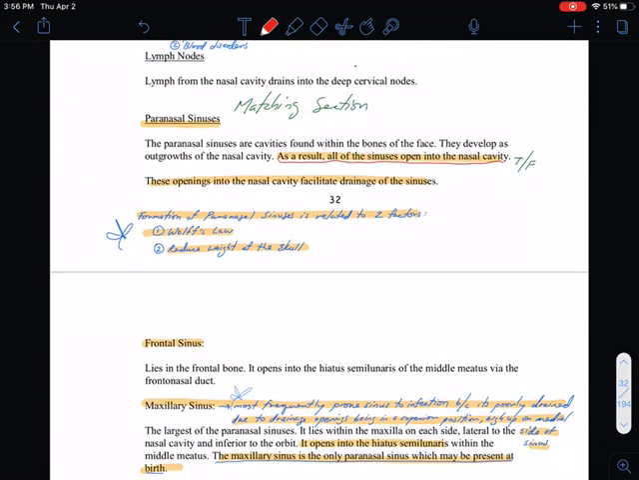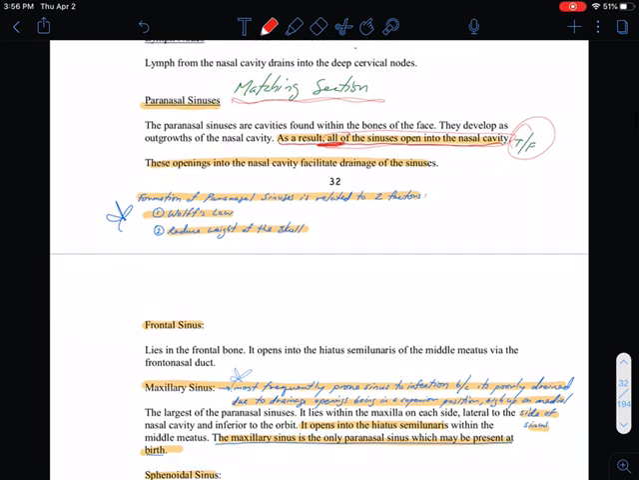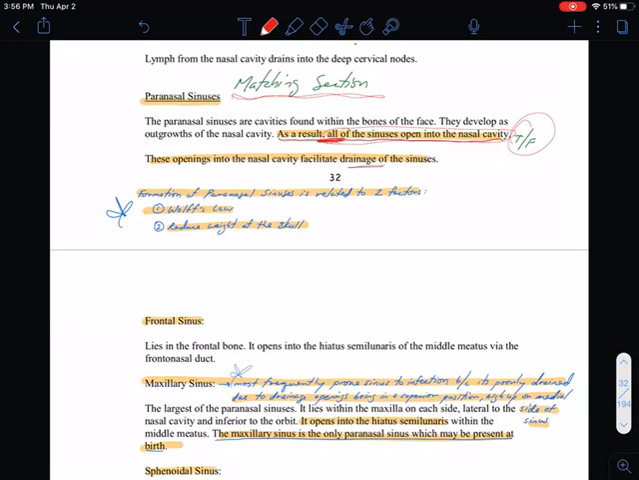Next, we're on to paranasal sinuses. Again, possible matching section. All nasal sinuses open into the nasal cavity. Potential true or false right there. All of them do. All or nothing, all. All of the sinuses open into the nasal cavity. They facilitate drainage.